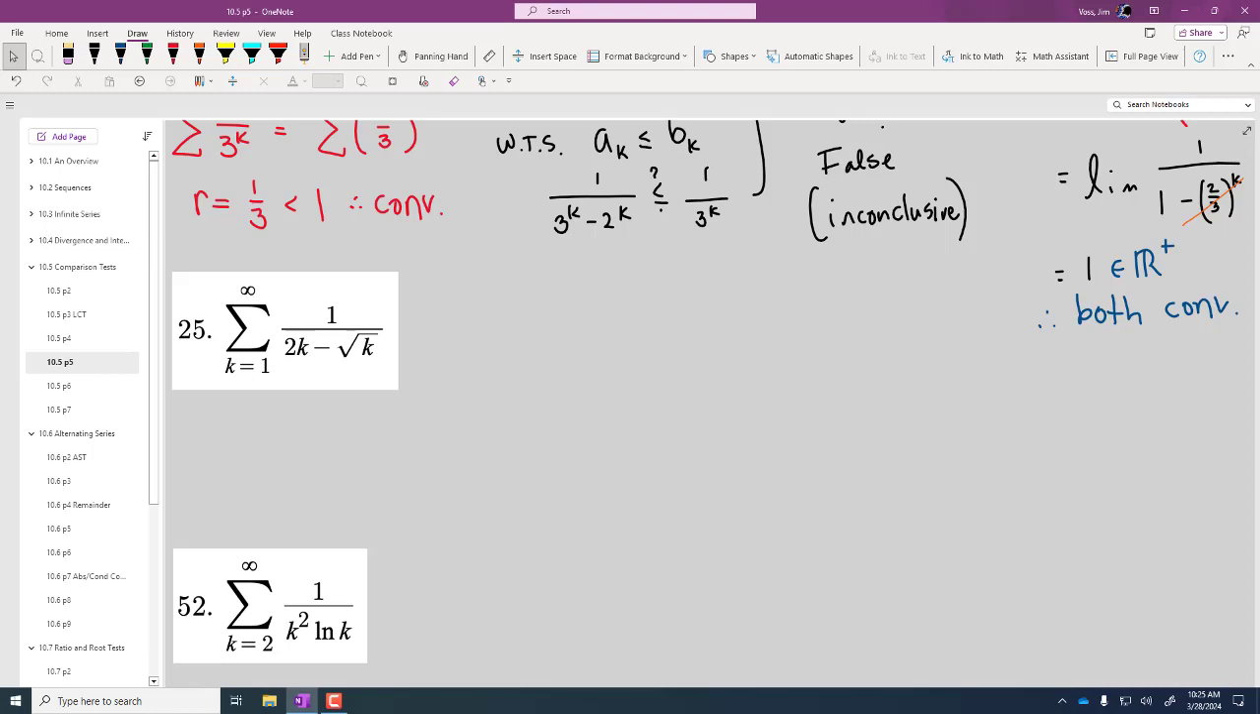You see the k there, and you see the square root of k there. All right, square root of k doesn't seem insignificant, but compared to k, it's more insignificant than not.